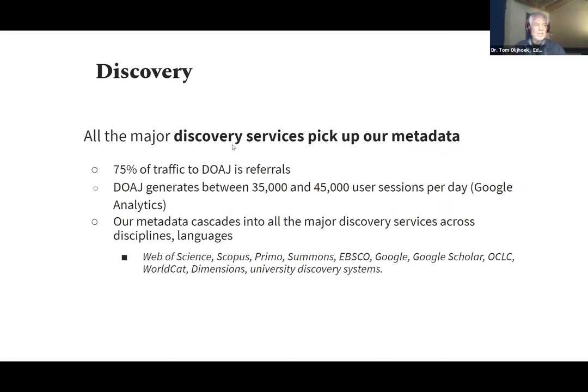All the major discovery services pick up the data. That means we have about 50,000 user sessions a day. And Web of Science, Scopus, EBSCO, Google Scholar, Dimensions all have data taken from the DOAJ, which is, of course, coming in free.